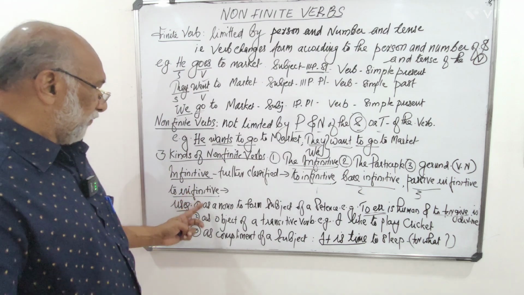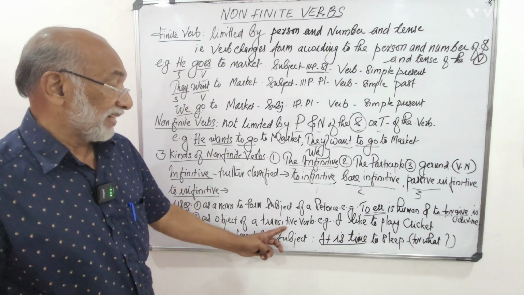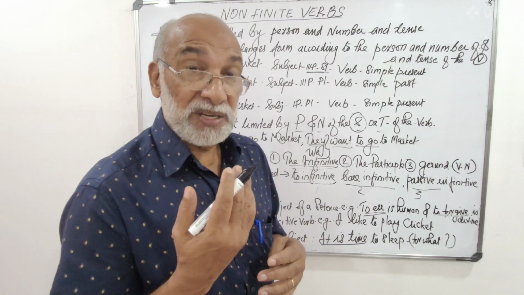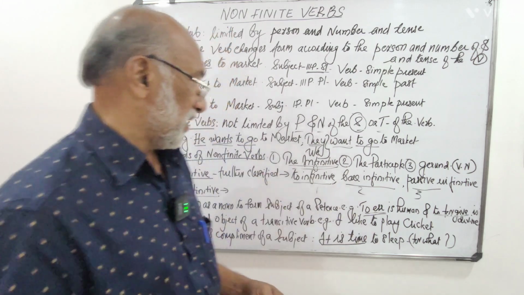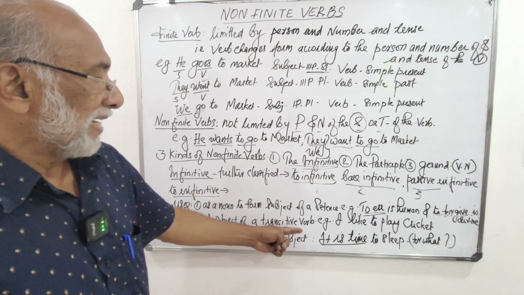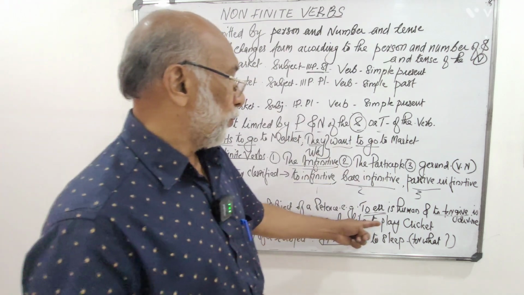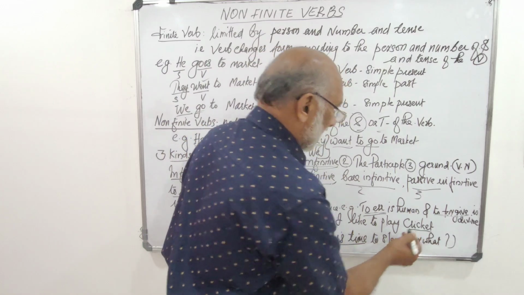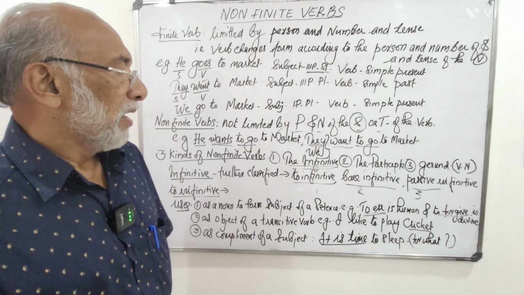Another use of to infinitive is as object of a transitive verb. You know what a transitive verb is? Transitive verb means a verb that takes an object. Okay, so it's understood as object of a transitive verb. I like to play. What? The answer is obviously cricket.